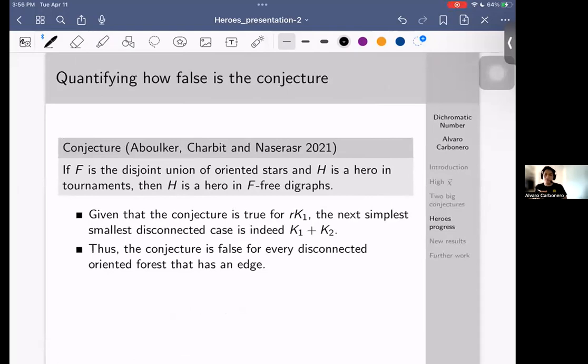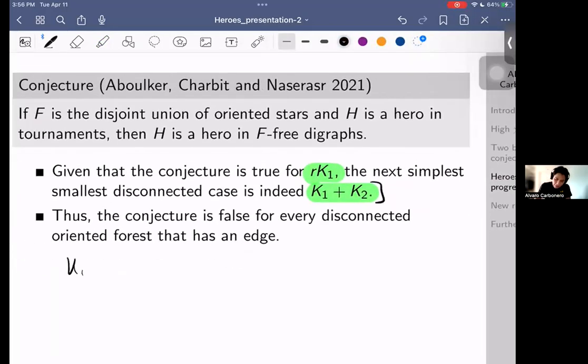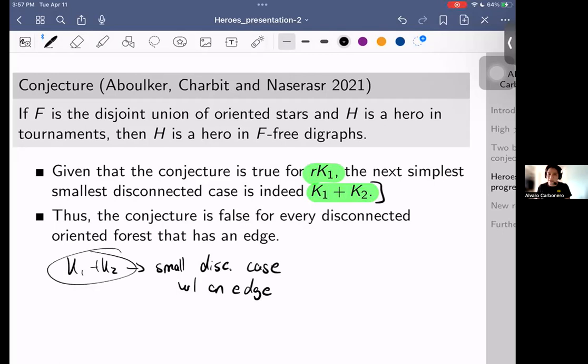And the way in which I'm going to organize our results is as quantifying how false the conjecture is. The conjecture was made two years ago. We've known it's false for a year already. But now it's fun to see how false it is, what is true and what is not. Notice that the conjecture was proven for RK1 and disproven for K1 plus K2. And what's special about K1 plus K2 is that it is the smallest disconnected case with an edge. If you get an oriented forest that is disconnected and contains an edge, this will be the smallest one. So for the smallest one with an edge, the conjecture already fails.